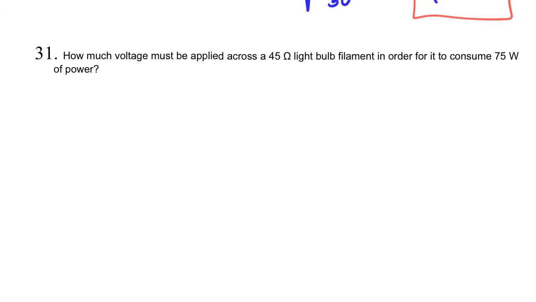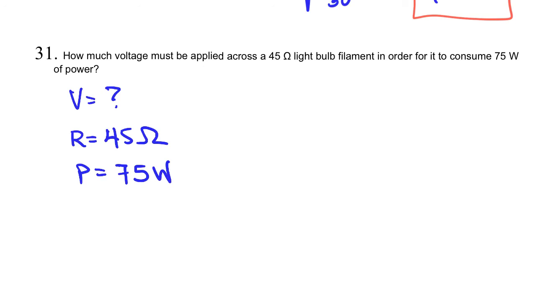All right, moving right along. How much voltage must be applied across a 45 ohm little light bulb filament in order for it to consume 75 watts of power? So voltage is my question mark. Resistance is 45 ohms. And power is 75 watts. So I have to look at which equations deal with voltage, resistance, and power, which would be this one. Power is equal to V squared over R.